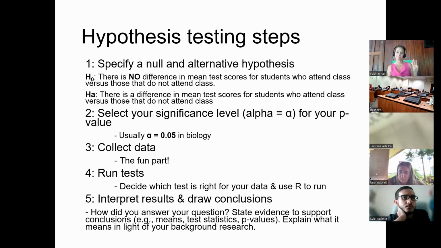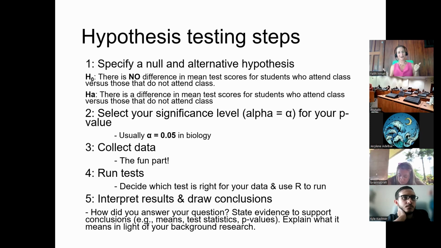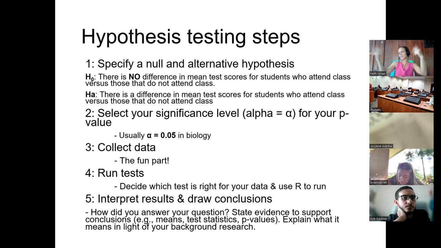Step 3, collect data. This is the fun part. Measure stuff, right? Go out and measure stuff in the world or collect data from the internet, something. In our class, we're going to collect data about ourselves, and we'll take data from the internet as well. And then run the tests. So you have to decide what test is right for your data, and then we're going to use R to run the tests. And then the final step, step 5, is to interpret the results and draw your conclusions.